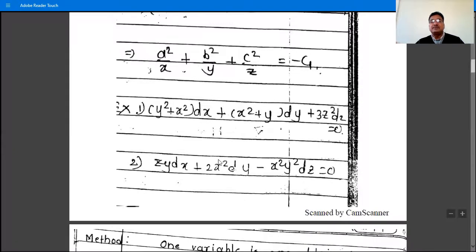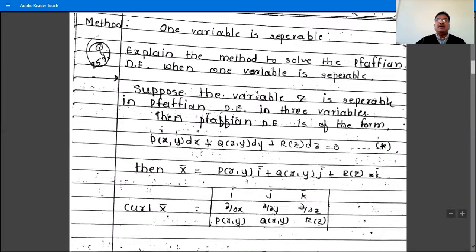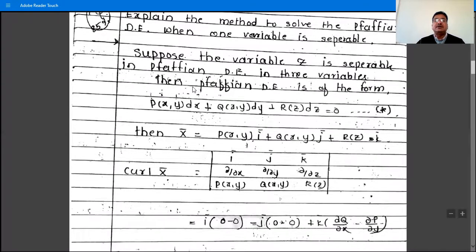These two problems are for assignment. Next type is one variable separable. So we explain the method to solve the Pfaffian differential equation when one variable is separable. So we have to discuss the general method. Suppose the variable z is separable in a Pfaffian differential equation in three variables.